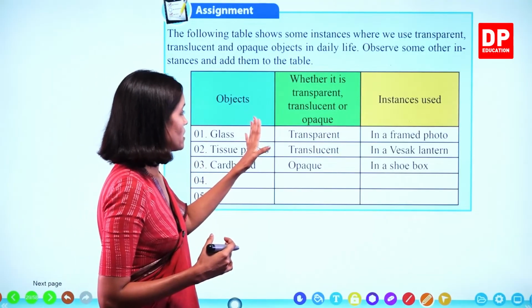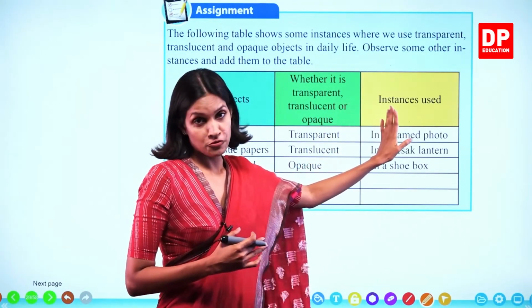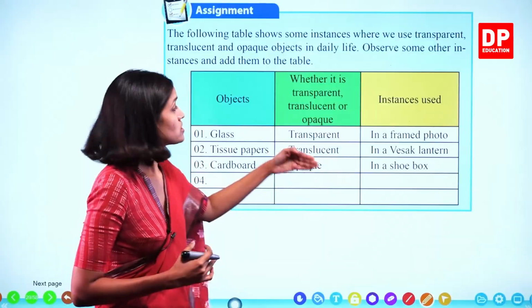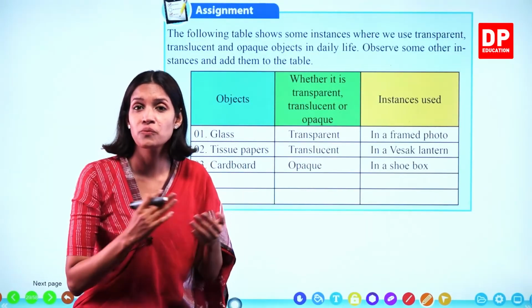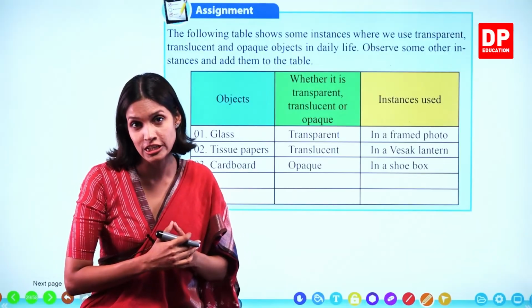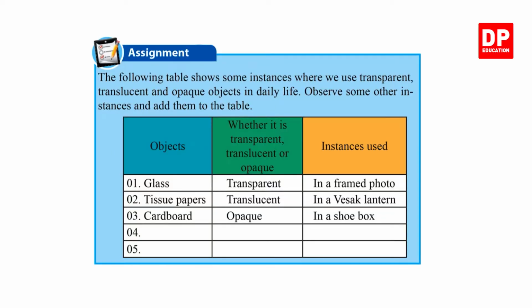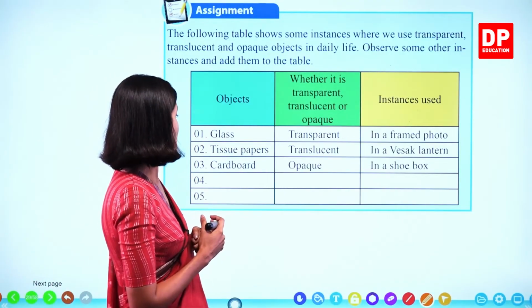Glass is transparent, so it is used in a photo frame. What will happen if we use a translucent or opaque material to cover the photo frame? What will happen? We can't see the photo clearly. So to see the photo clearly, you have to add something transparent, right? So glass is the example.